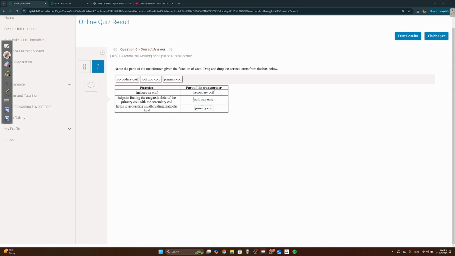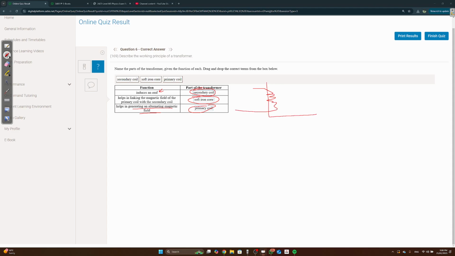Okay, question 6. Name the parts of the transformer. What induces the EMF? Okay, it's the secondary coil. Which one gives the EMF off? Okay, it's the secondary coil. What links it? Obviously the soft iron core. And what generates the alternating magnetic field? The primary coil. Let's draw it.